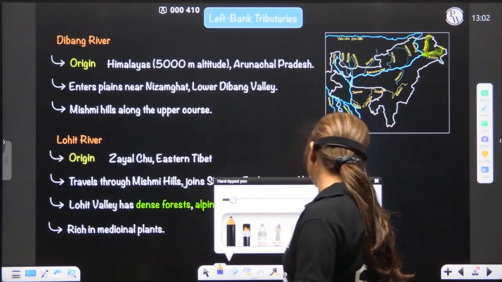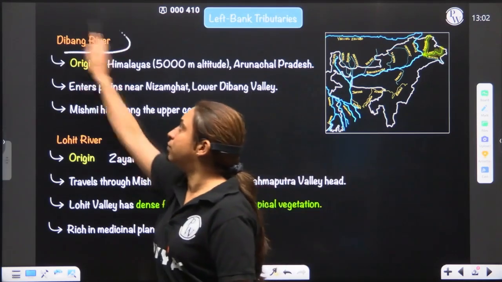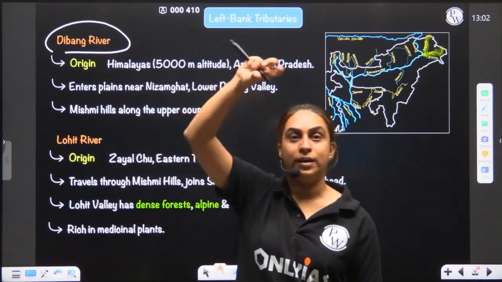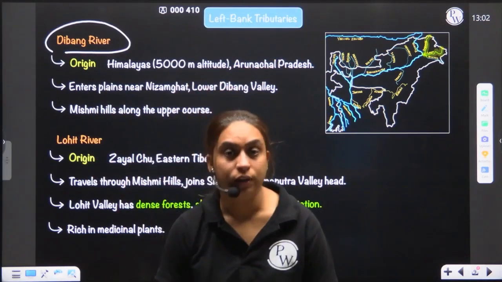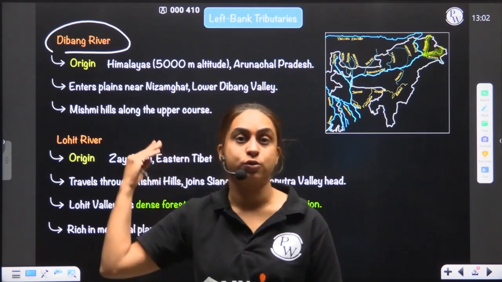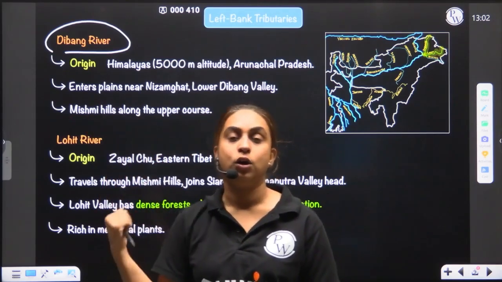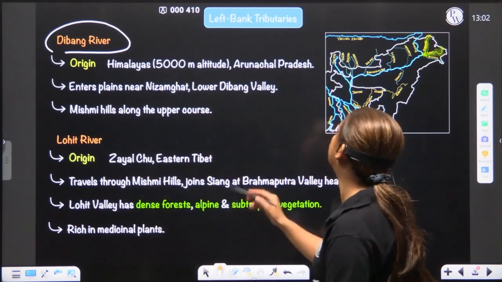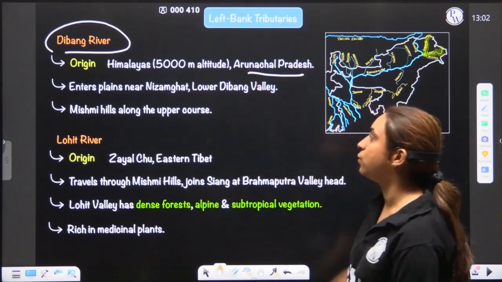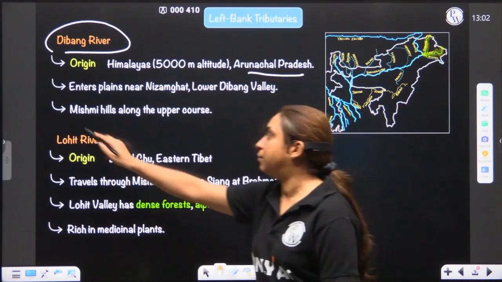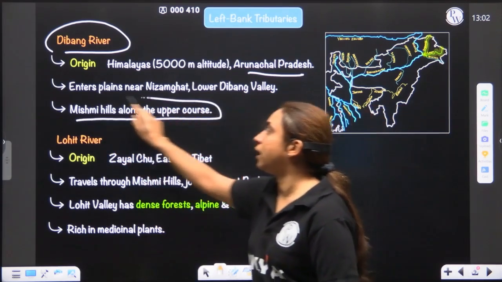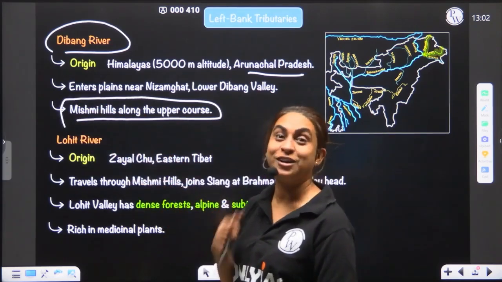Coming on to the other tributary, that is the Dibang River. We know that when Brahmaputra enters India, it is known as Dihang. Then it is joined by Dibang and Lohit. So what are we dealing with? We are dealing with Dibang and Lohit. Dibang, its origin is in the Himalayas of Arunachal Pradesh. It is basically the Mishmi Hills. Dibang is a very fierce river. It cuts through the Mishmi Hills.